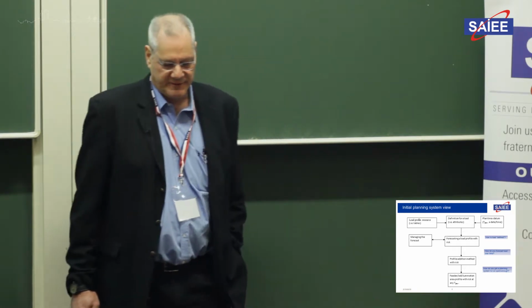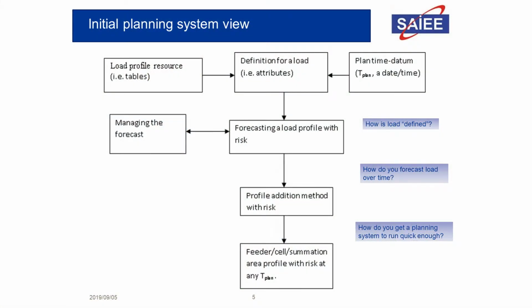So we started to draw a block diagram, and this is the actual thing from 1999. We said if you're going to have a planning system, then you're going to have a load profile resource, and it feeds into some definition of a load, and you've got some plan time datum. In other words, a date time, like a year 0 and a year 1 and a year 2 that you push this thing through, and you must be able to manage a forecast. So you've got to be able to handle a load profile with risk, and the profile must add up as you move to the higher levels in the network. And so you end up with your profile summated at a higher level.